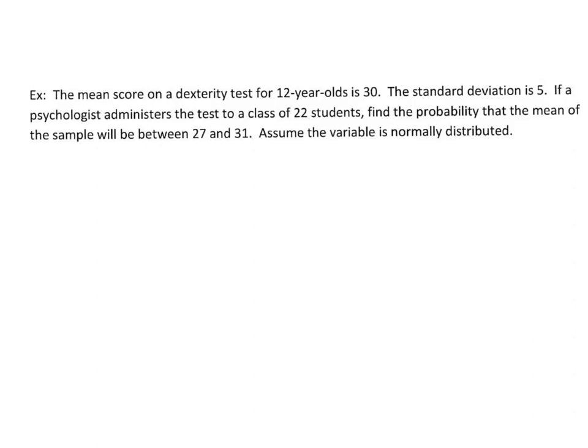And in this problem, we're talking about some type of dexterity test for 12-year-olds, and the mean score is 30. We don't know what the scoring is based off of or anything like that, and it's not important. The standard deviation is 5. The psychologist is going to administer the test to a class of 22. Okay, so 22 is the size of the sample.